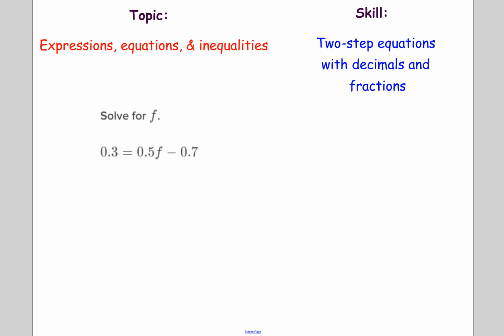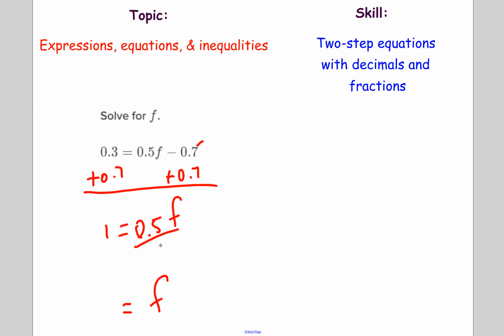Well, our goal is to get f by itself, so I'm going to start by adding 0.7 to both sides of the equation. Reason being is that's going to make me a zero pair there. So 0.3 plus 0.7 is equal to 1, or 1.0, equals 0.5 times f. Well, I don't want 0.5f. I want to get 1f by itself. So I need to divide by 0.5.